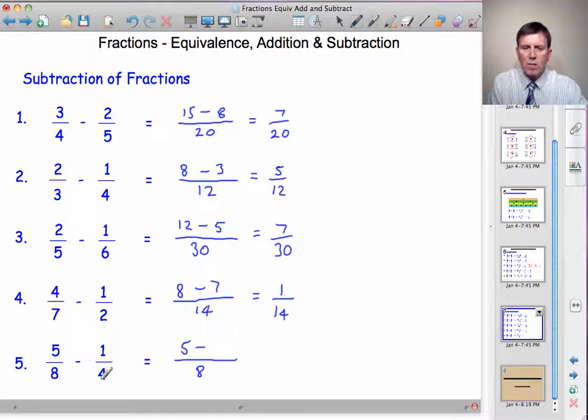Minus, what have I done to the 4? I've multiplied it by 2. Same to the top. 1 2 is 2. So 5 take away 2 is 3. And the answer is 3/8.